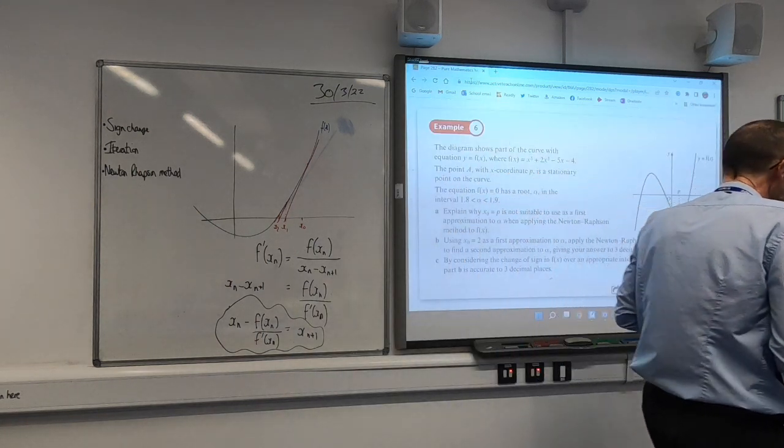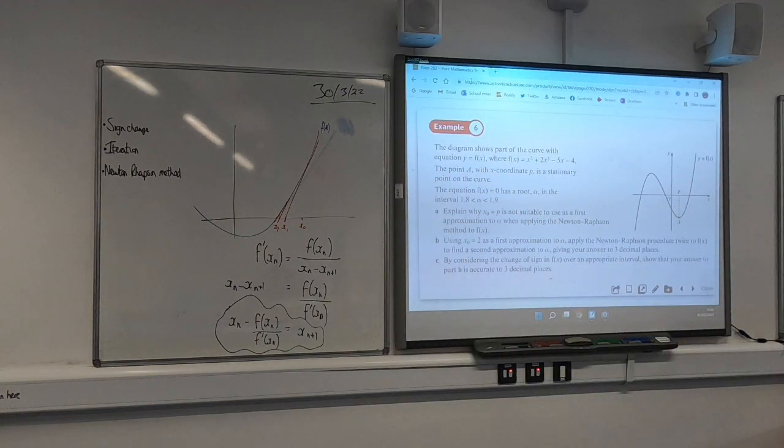And I'm going to start with this example on page 283. Again, we have other ways of solving cubics, so we don't need to use numerical methods for this, but we're using it as an example.